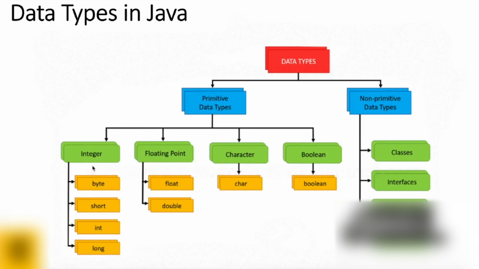Now, there can be many different primitive data types. There can be integers, there can be floating points, there can be characters, there can be booleans. There are many different types of integer data types as well. Firstly, we might have a byte, we can have short, we can have int, and we can have long. What's the difference between all this?